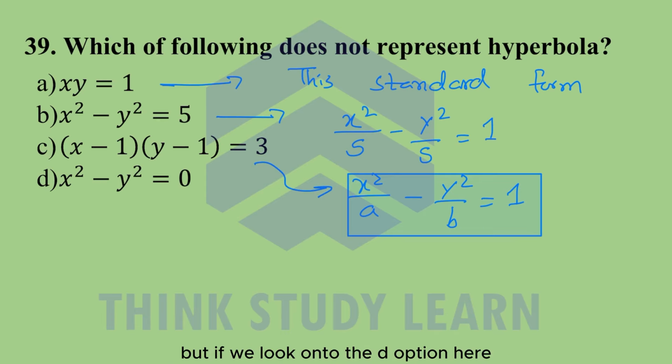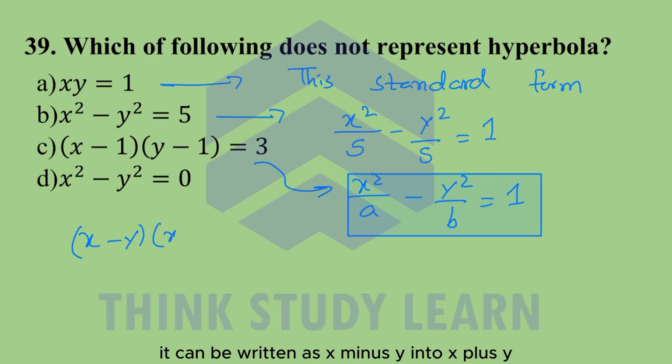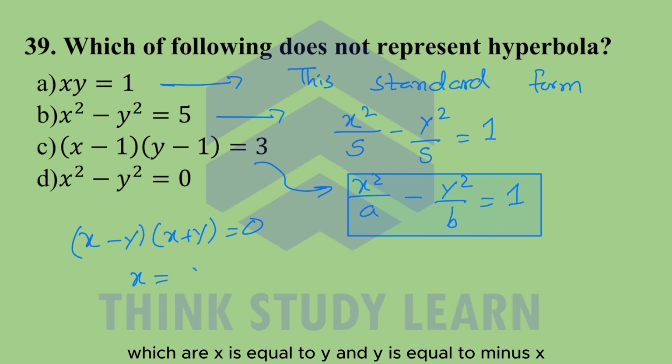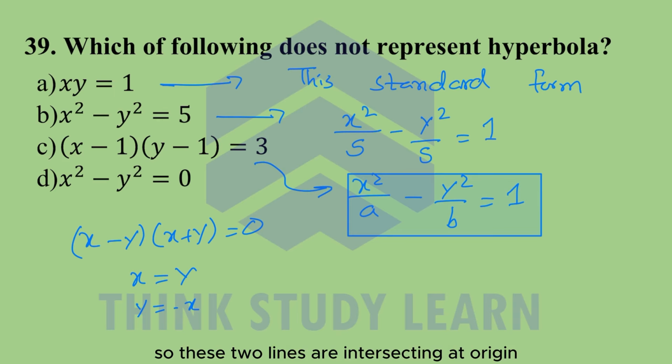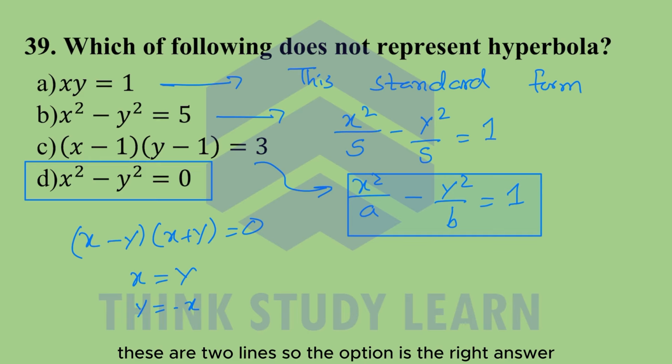But if we look at the D option here, it can be written as x minus y into x plus y. So these are two lines, which are x is equal to y and y is equal to minus x. So these two lines are intersecting at the origin. So this equation is not a hyperbola. These are two lines. So D option is the right answer.